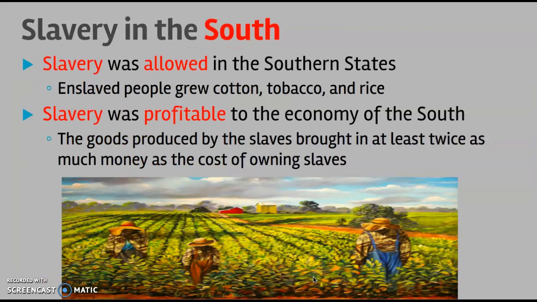Slavery in the South was allowed in southern states. Enslaved people grew cotton, tobacco, and rice, which were the three largest cash crops in the South at that time. Slavery was incredibly profitable to the economy of the South. The goods produced by the slaves brought in at least twice as much money as the cost of owning slaves was. So slavery is incredibly profitable, and it makes Southern plantation holders incredibly wealthy.